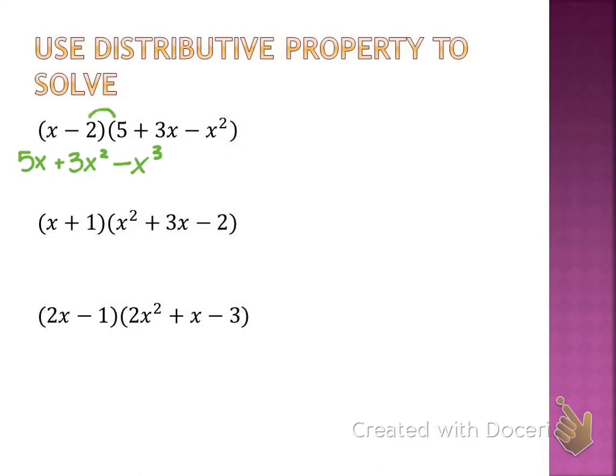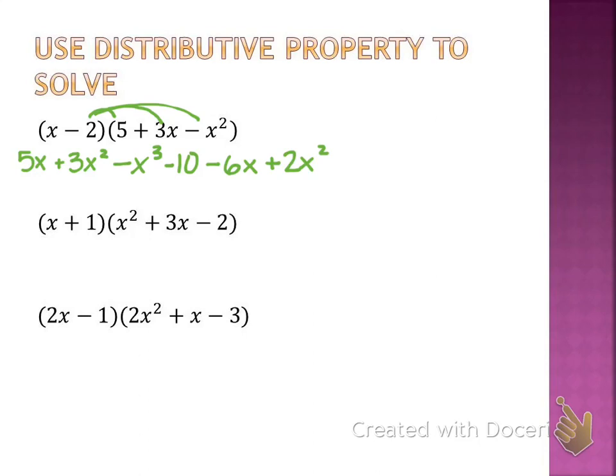Negative 2 times 5 is negative 10. Negative 2 times 3x is negative 6x. Negative 2 times negative x squared is going to be positive 2x squared. What I want to do now is I've got to combine like terms and make sure it's in standard form.